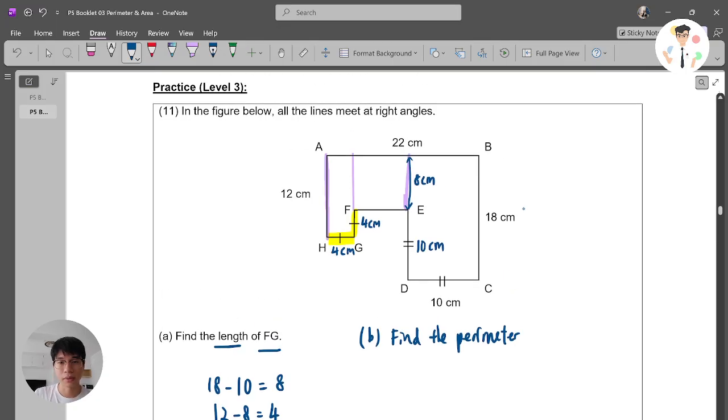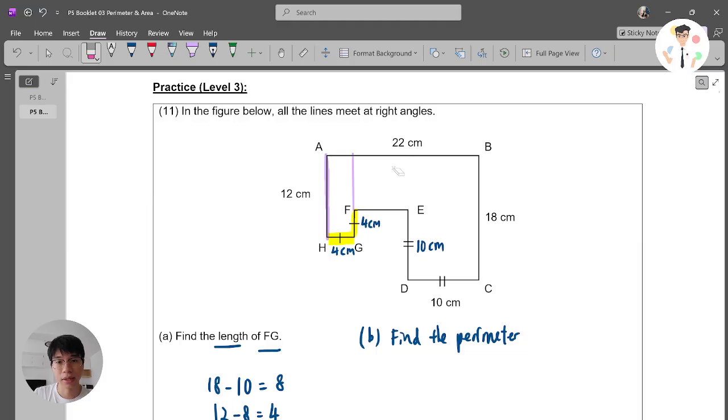Once I have known most of the items already, let me just remove this. I already found that this part is 4, this one is 4, this one is 10. So basically I can find out already. Let's try to do it as a whole, that will make it a bit easier. So here is 22. So I can say here plus here plus here is also 22.